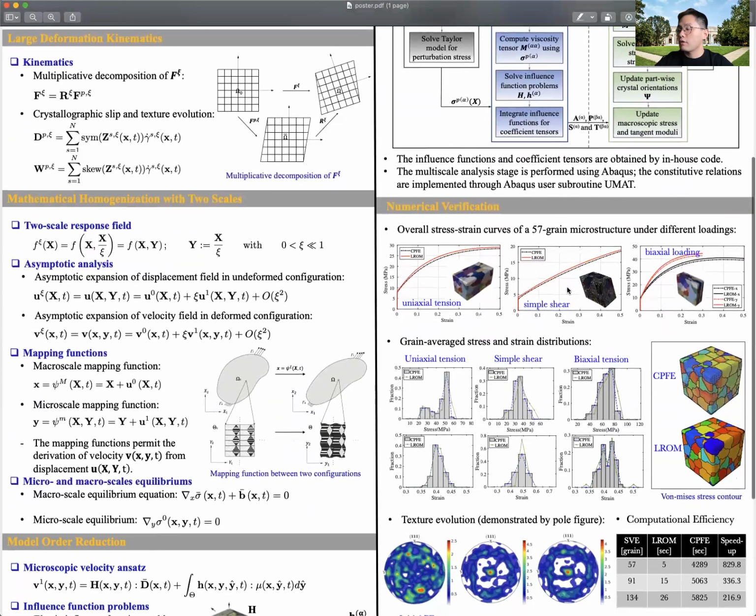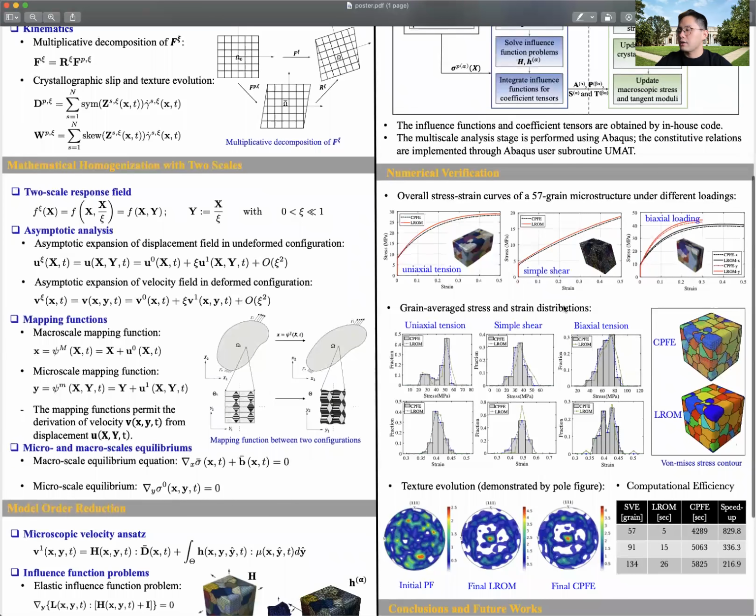Moving on to the numerical verification part, we actually are showing four aspects. First is that we present the overall stress strain curve of the overall behavior of the proposed model under different loading conditions. And we are comparing our reduced order model with the reference direct numerical simulation, the CPFE simulation.